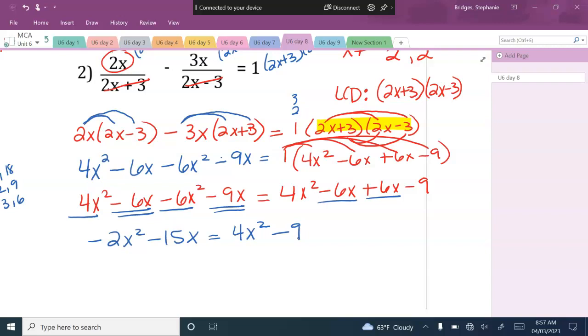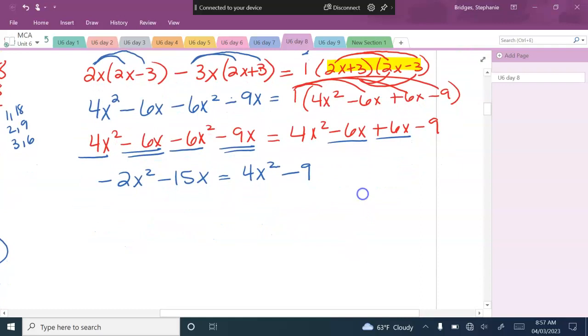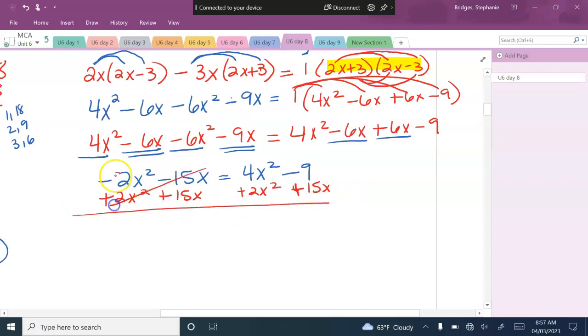I'm going to move my negative 2x squared over to the 4x squared. And in the same process, I'm going to go ahead and add my 15x over as well. All of that cancels, leaving me with 0. 4x squared plus 2x squared is 6x squared. Then I have a plus 15x and a minus 9.